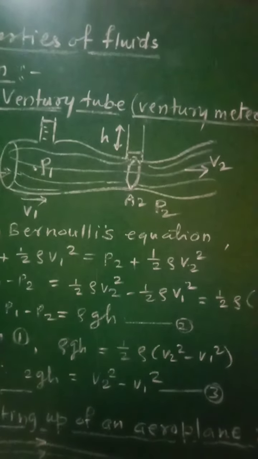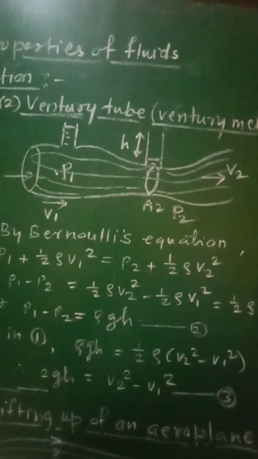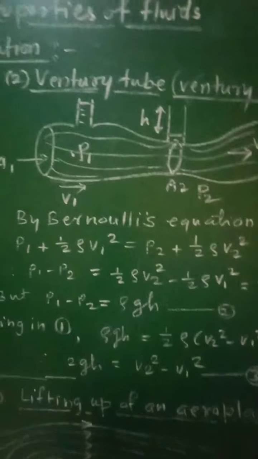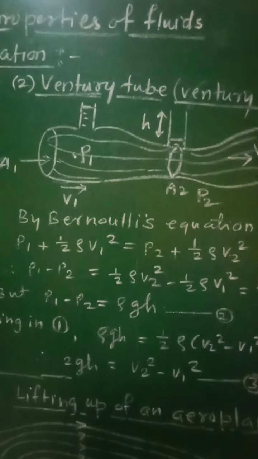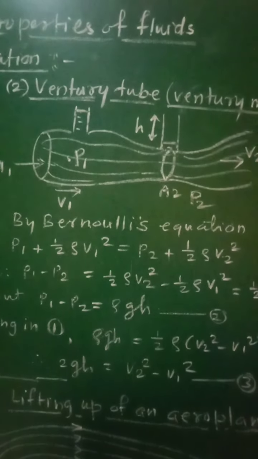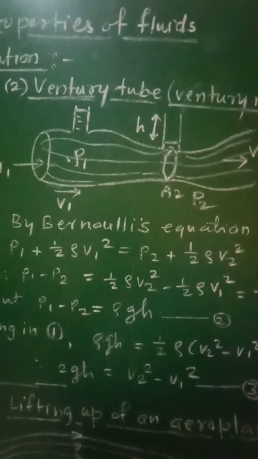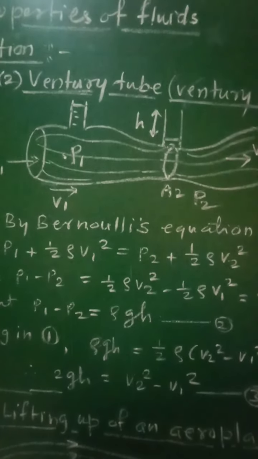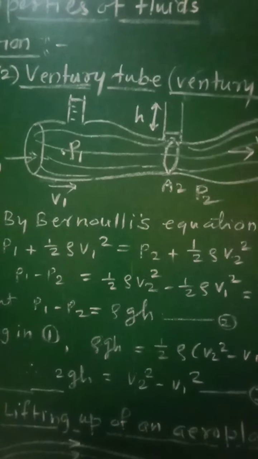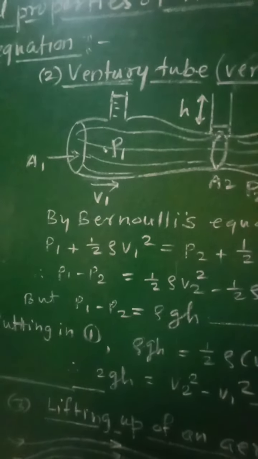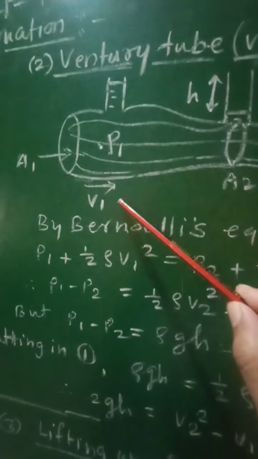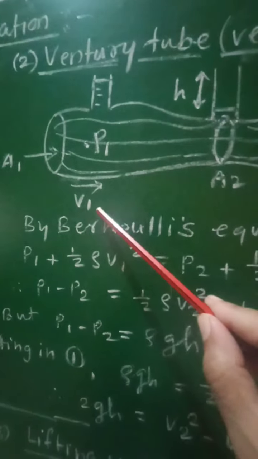Now the fluid of density rho flows through the Venturi tube. Suppose rho is the density of that fluid which is flowing through that tube. Then let A1 be the area of cross section at the wider part of the tube. A1 is the area at the wider part of the tube, and speed of the fluid is V1.